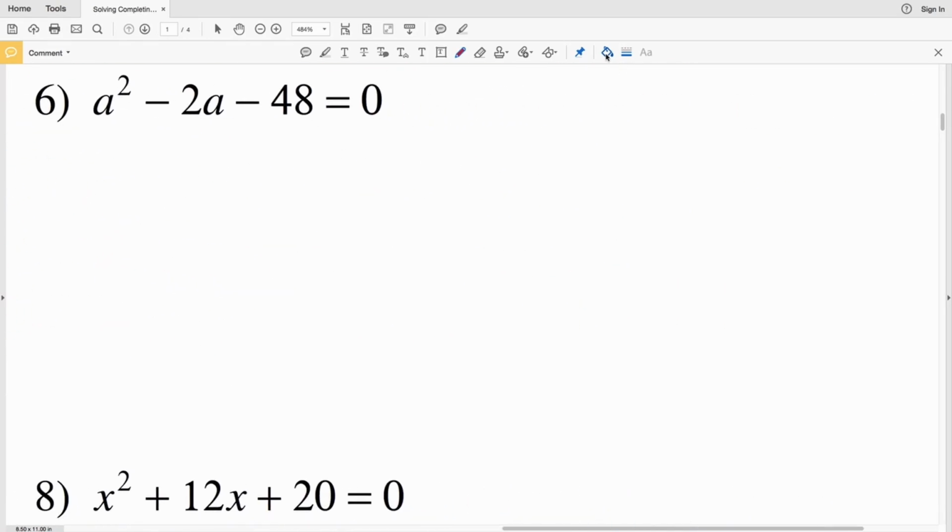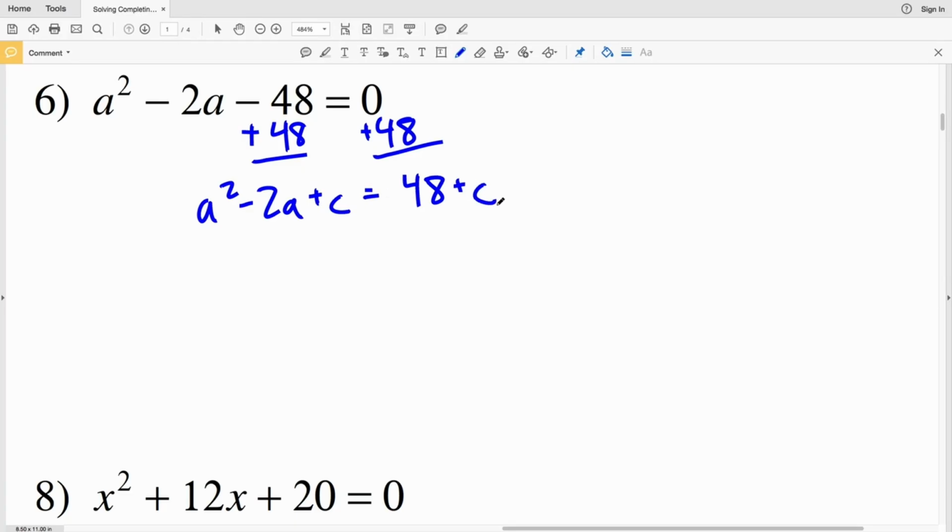In number 6, a squared minus 2a minus 48, I'm going to start by adding 48 to both sides. So I'll get a squared minus 2a, and then I'm going to be adding c to this eventually. That will equal 48, and then adding c to that as well. Because if I'm adding c to the left, I'm going to need to add c to the right. So now let's solve for what that c value is in order to complete this square. If my b value is a negative 2, that means my c value is going to be negative 2 over 2 squared. So that's going to be negative 1 squared, which equals a positive 1.